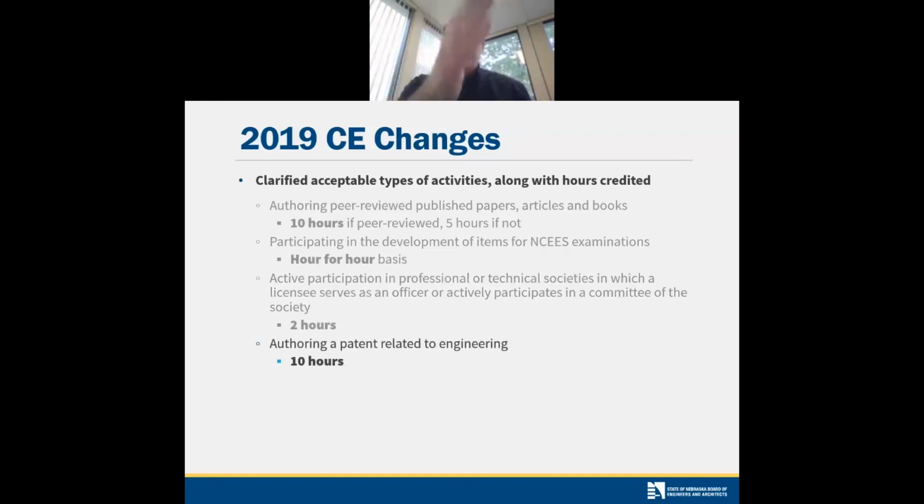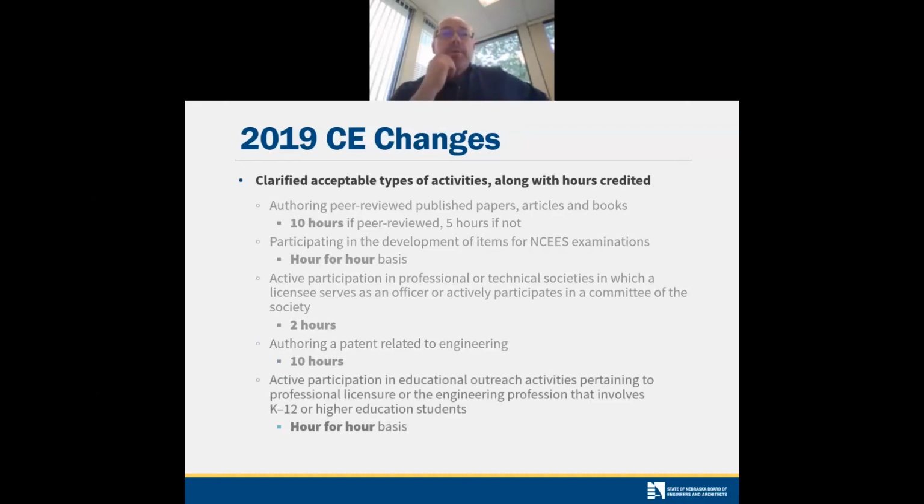If you're involved in a patent related to engineering or architecture, I know the slide doesn't say architecture, but that's what the rule says. You will get 10 hours for that work. And if you're actively participating in educational outreach activities to K through 12 or university students, you can get credit for that time on an hour for hour basis. So that's just an overview of the number of hours credit. Again, if you have additional questions, let us know in the chat. If I'm able to answer them here, I'll try to.